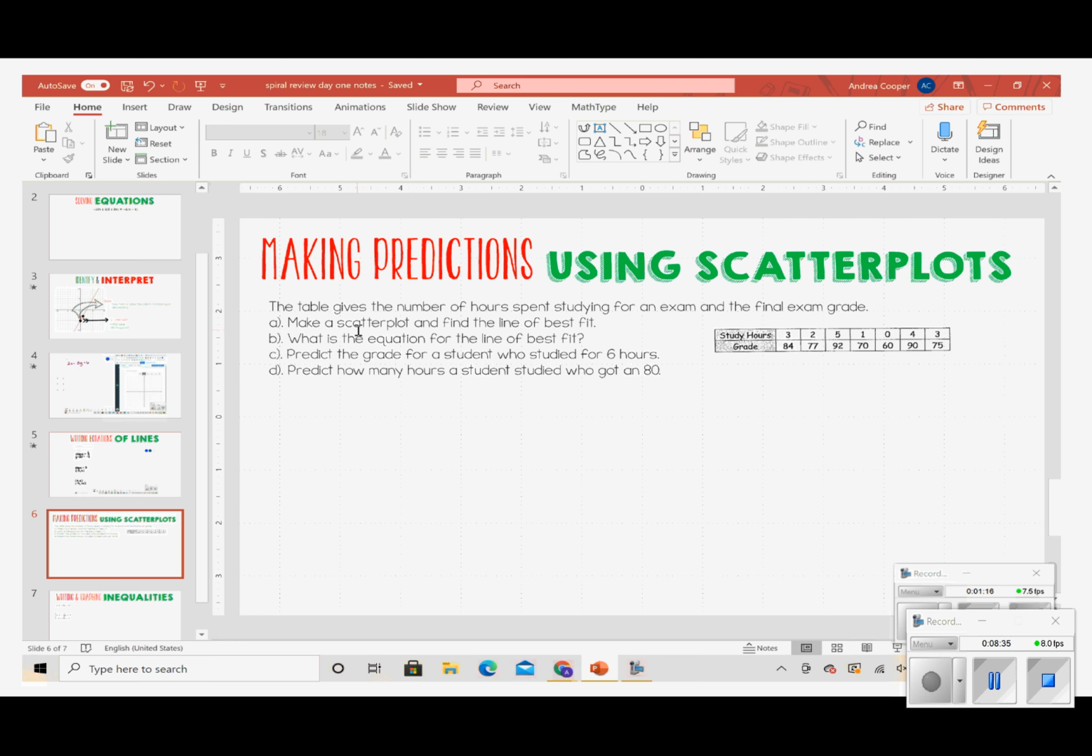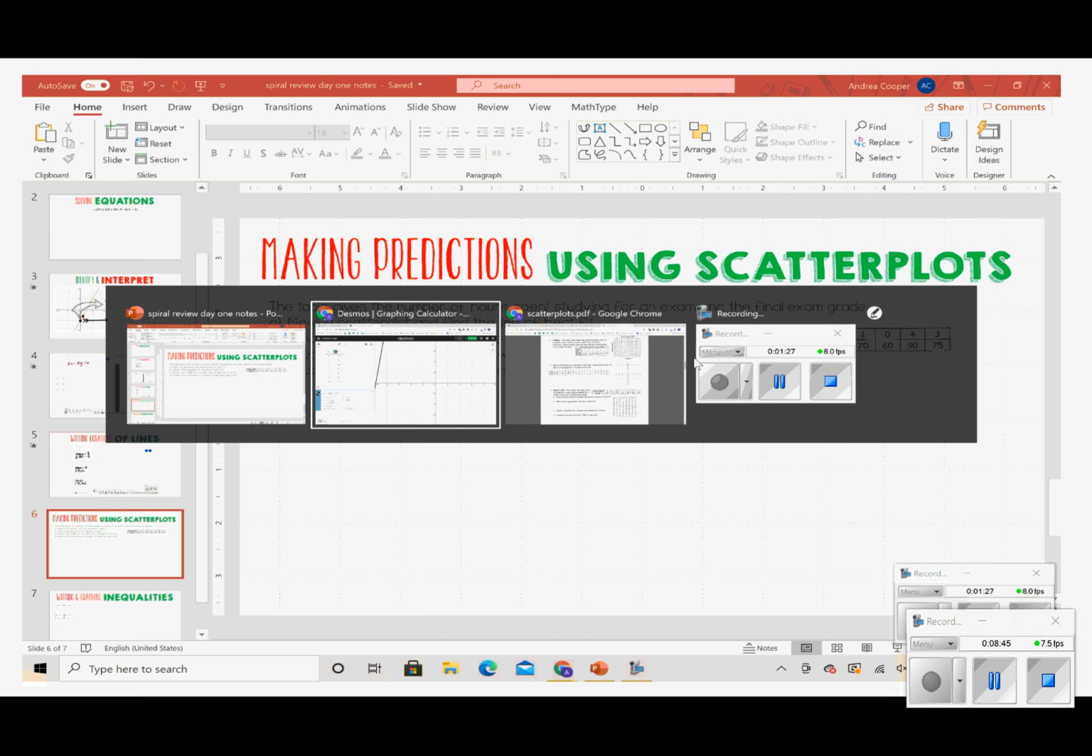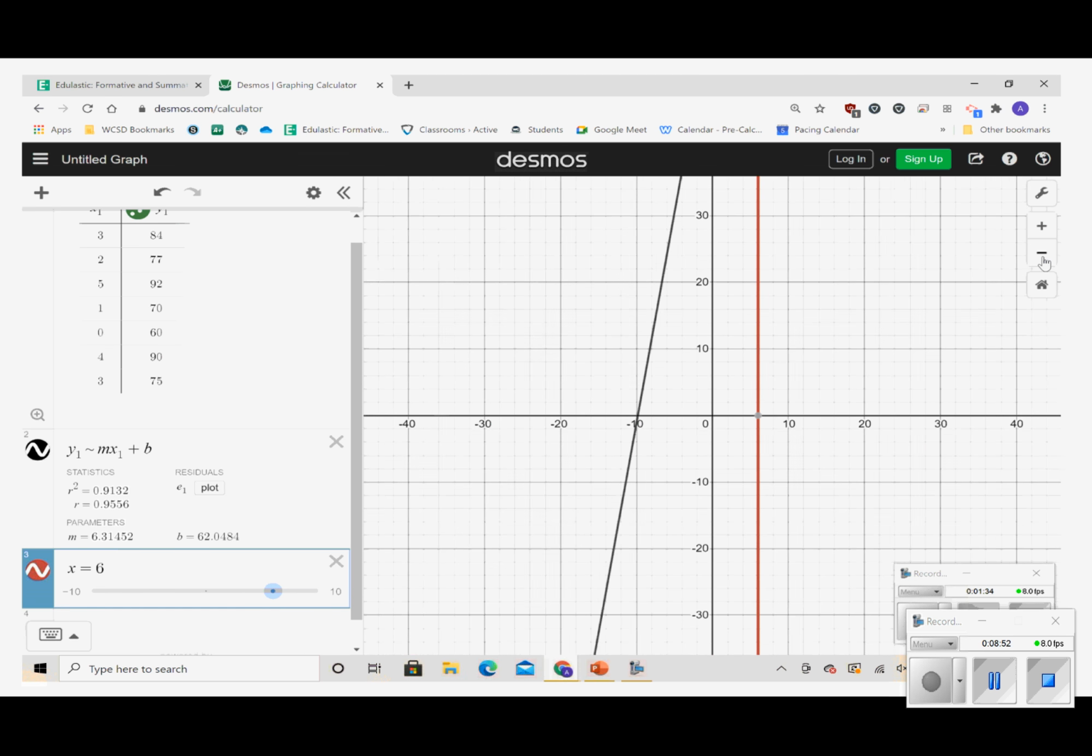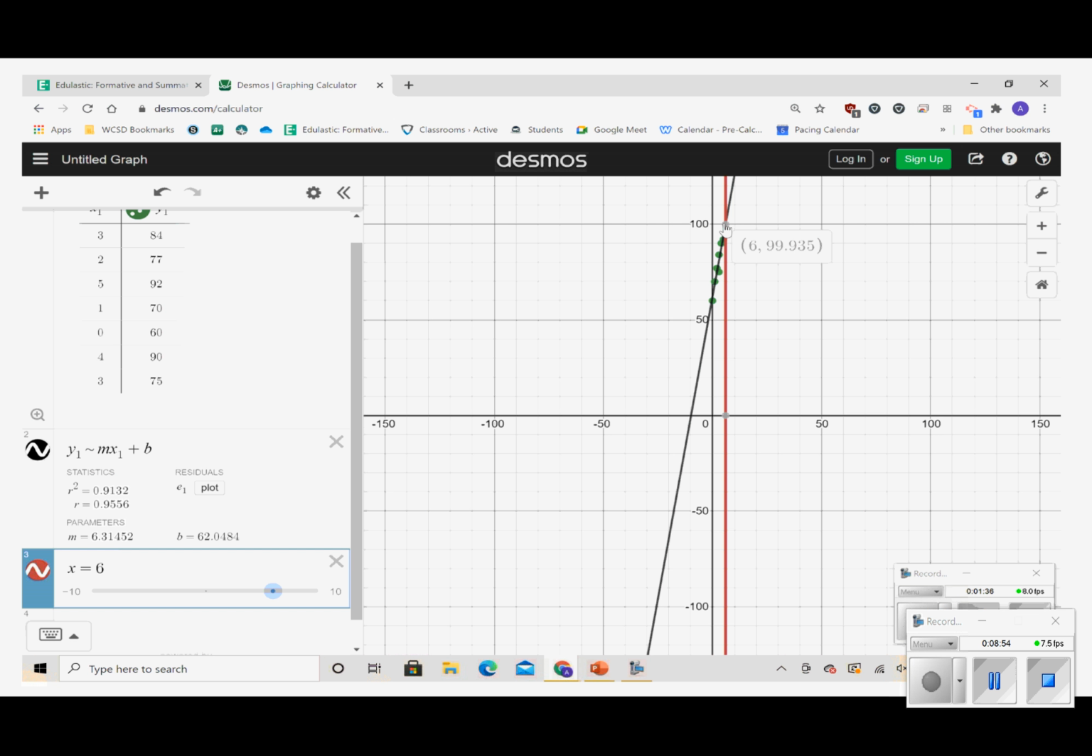So I have our scatter plot. I have an equation of the best fit. Predict the grade for a student who studies for 6 hours. Now, the hours, is that my x or my y? Hopefully you realize that is my x. So you're going to type x equals 6, and you're going to zoom out with your minus key until those two lines intersect.